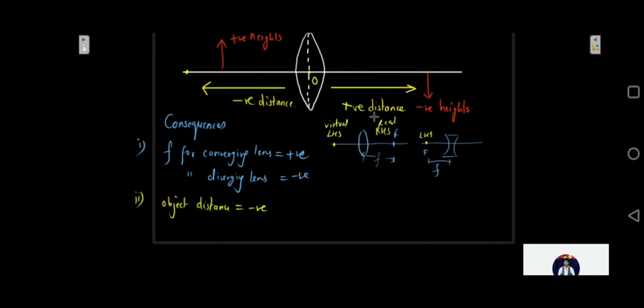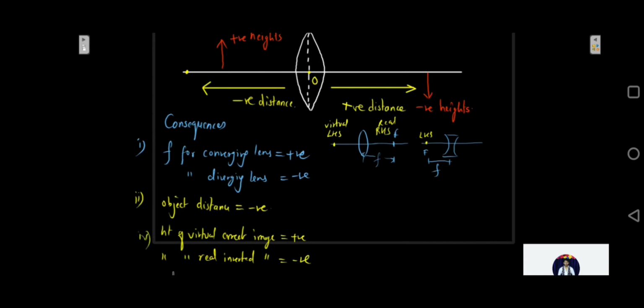Height h2 of a virtual erect image will be positive. If the image formed is virtual and erect, the height will be positive, and that of a real inverted image will be negative. So height of virtual erect image will be positive and height of real inverted image will be negative. This is the fourth point.